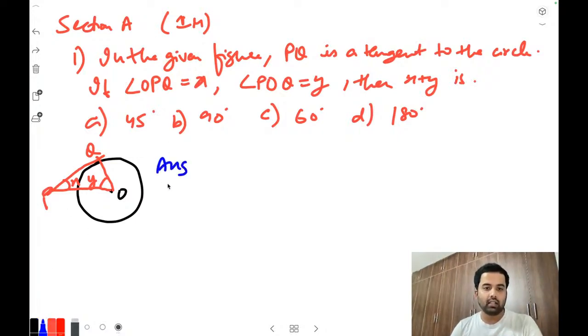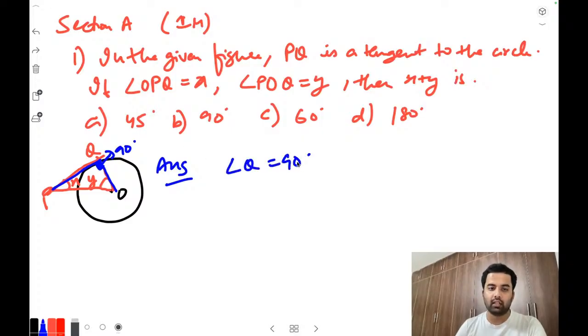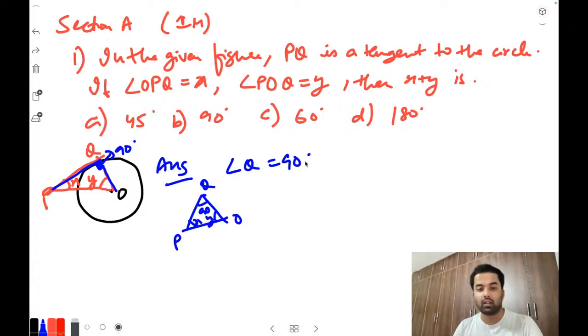As we see here, PQ is a tangent, this blue color is the tangent, and this is our radius. Radius and tangent make 90 degree, which means this part is 90. Let me mark it 90 degree, which means angle Q is 90. If you take a single triangle, PQO, this angle is 90.